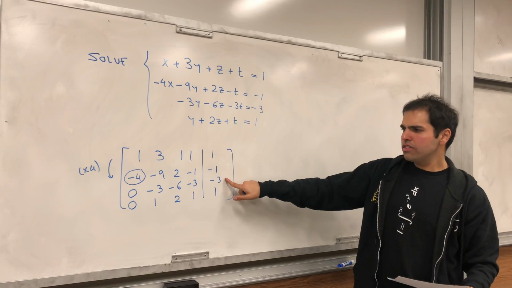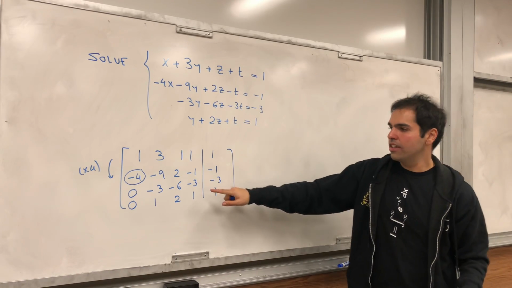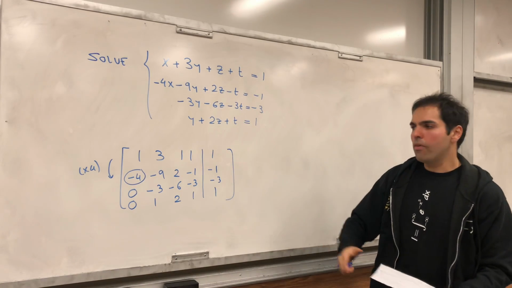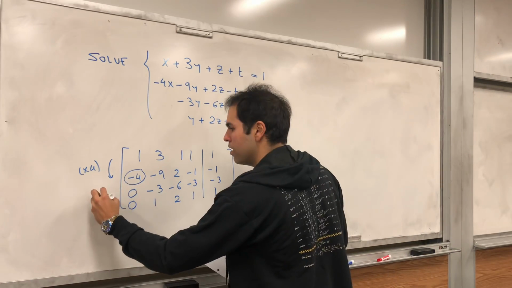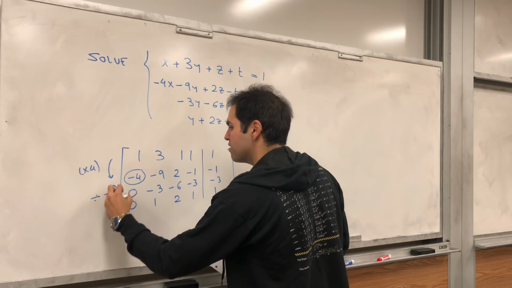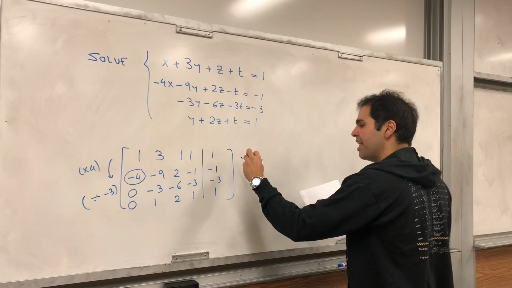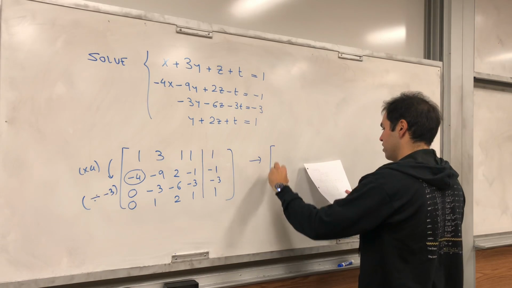And also notice here we have a nice cancellation. Everything here is a multiple of minus 3. So let's divide this by minus 3. And then you get the following.